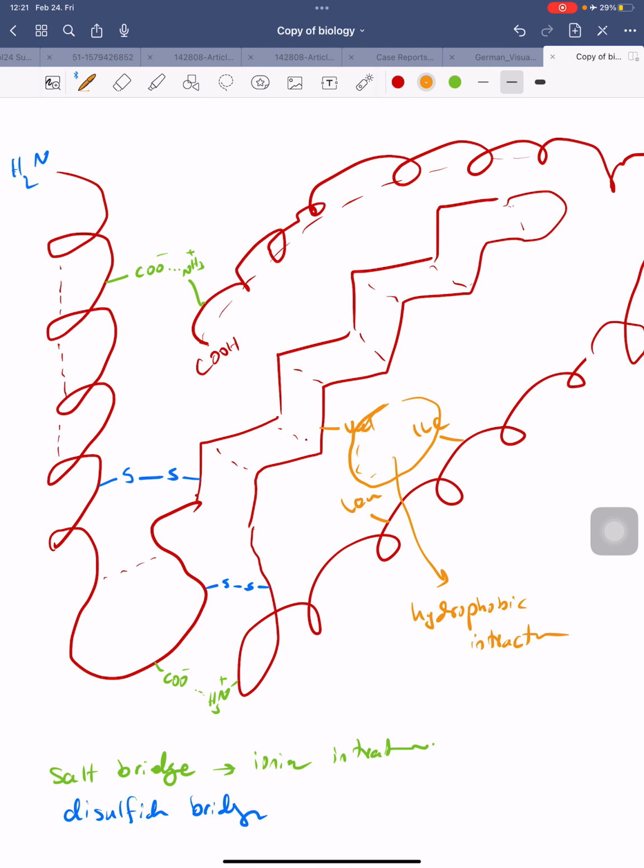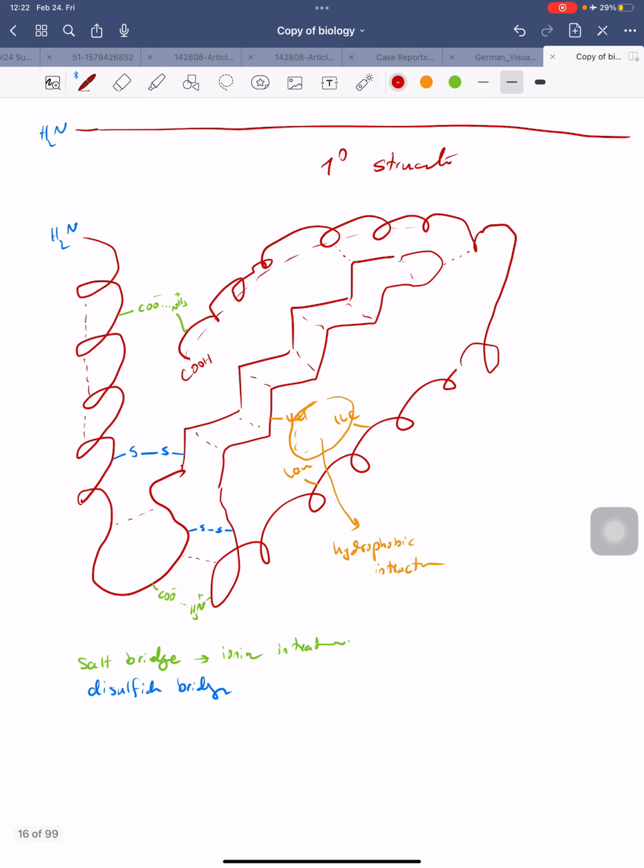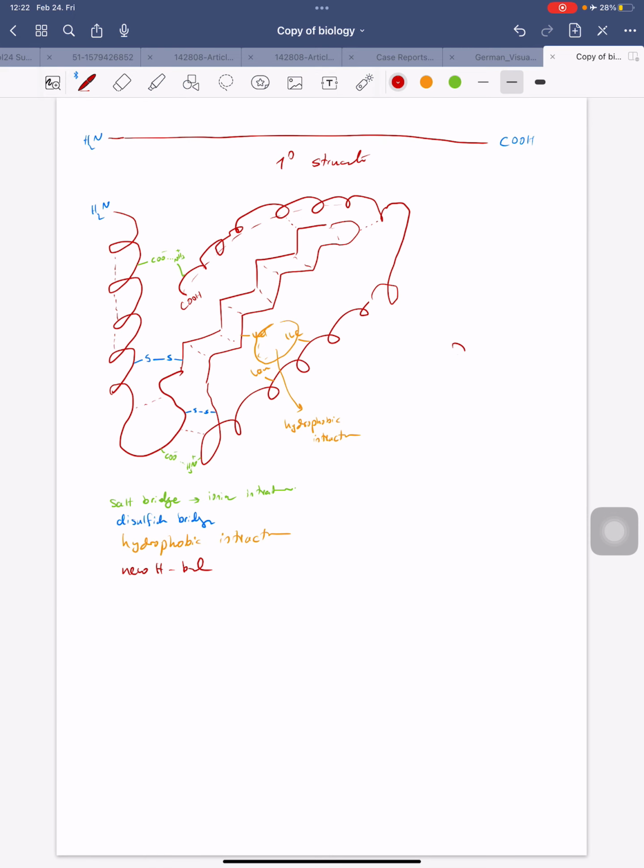As you see here, we have three main interactions, or we can make a new hydrogen bond, for example. New hydrogen bond. Then I can write the hydrophobic interaction, and we have also a new hydrogen bond. This structure altogether is called tertiary structure, which is more fixed, more stable, and easily can be modified. Okay.